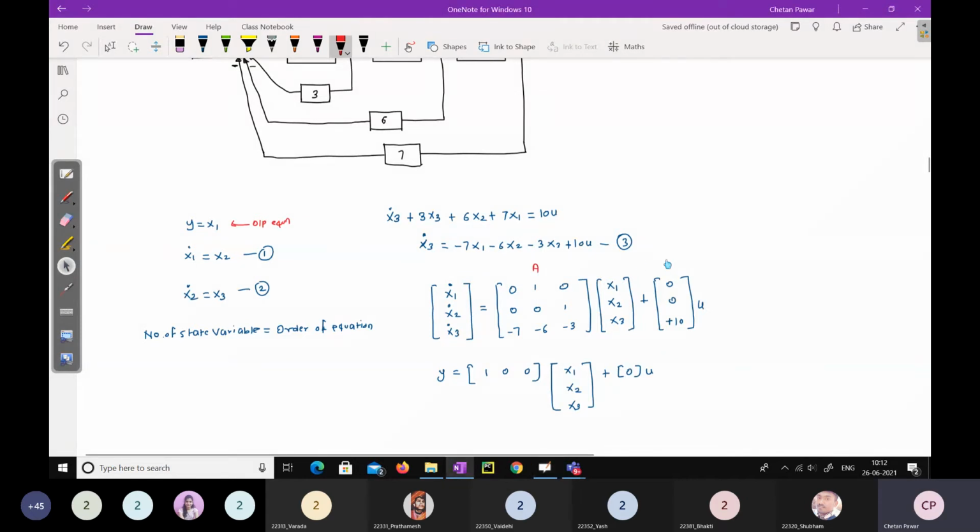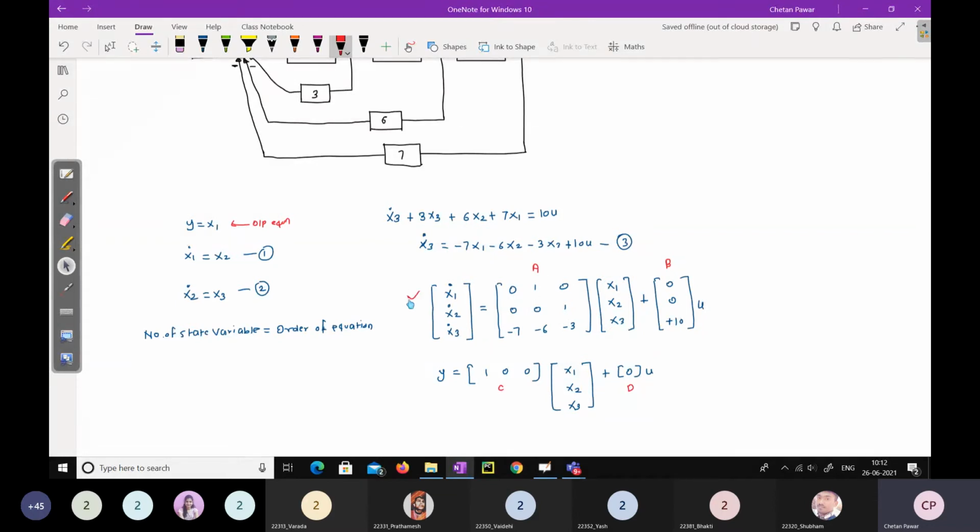A is the system matrix, B is the input matrix, C is the output matrix, and this is the D. Okay. So like this way, you can represent the states.